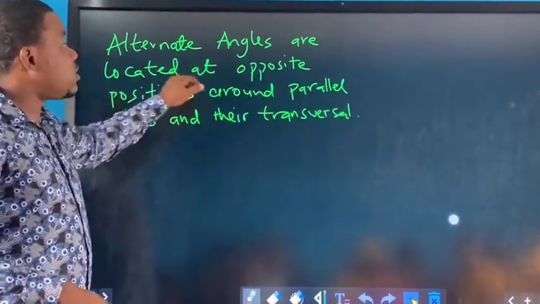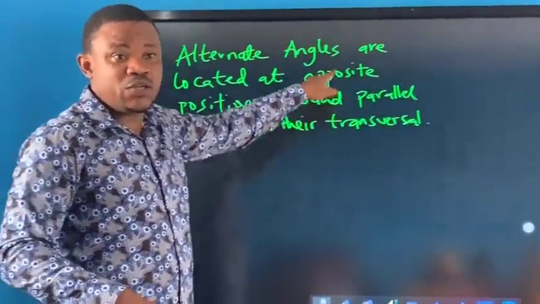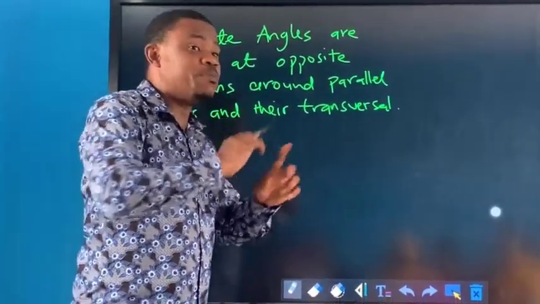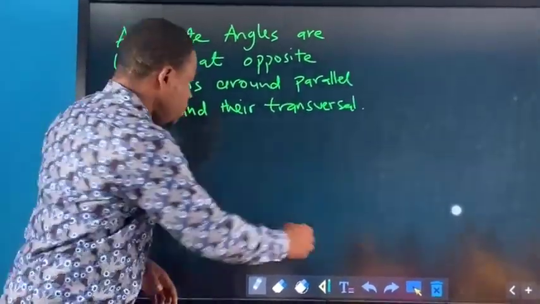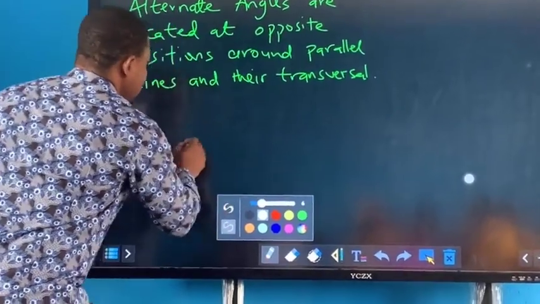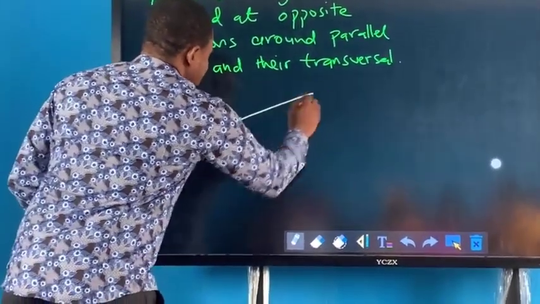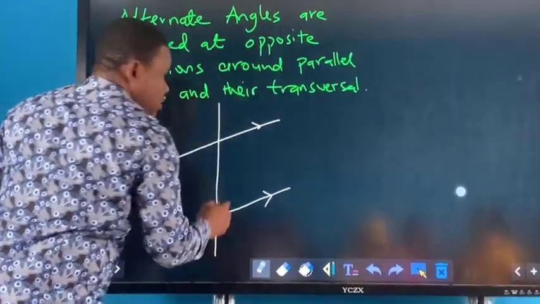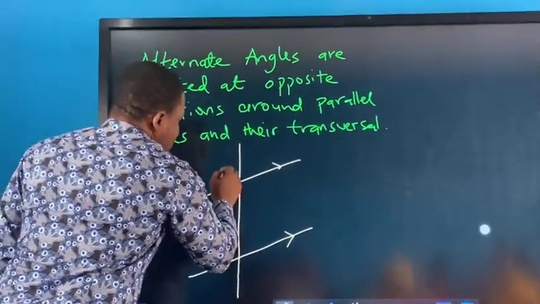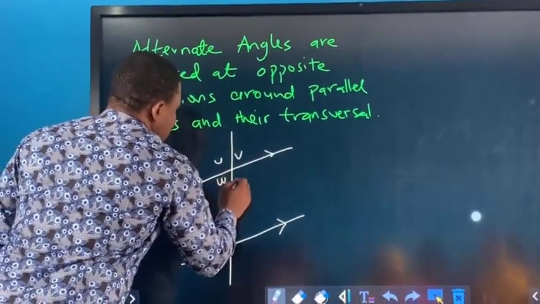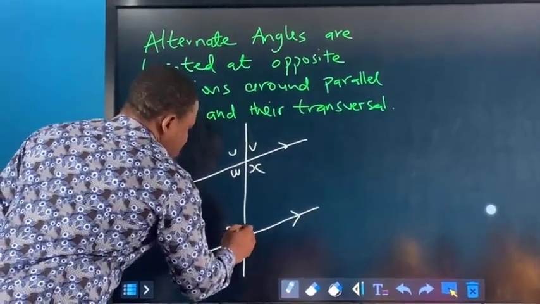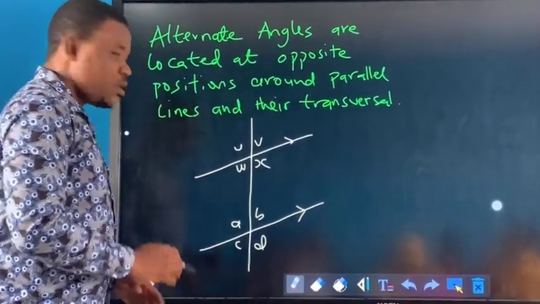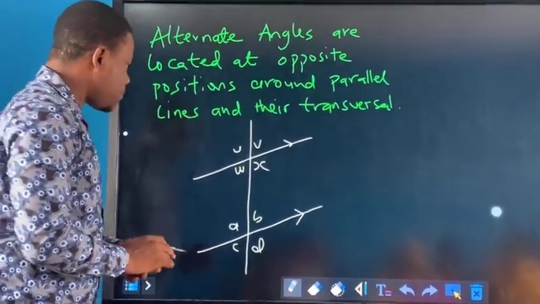Okay, like I said, alternate angles are located at opposite positions. And take note, there must be parallel lines. If you don't see parallel lines, don't think about them. So I'm coming here now to have the same set of lines. This is parallel to this. Let me use UV, WX, AB, CD. Are you with me?